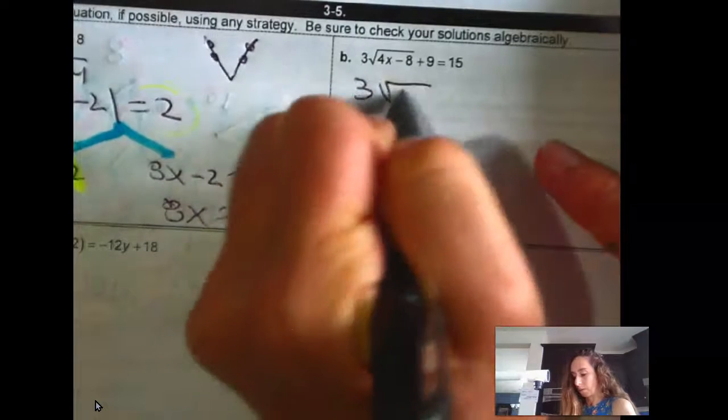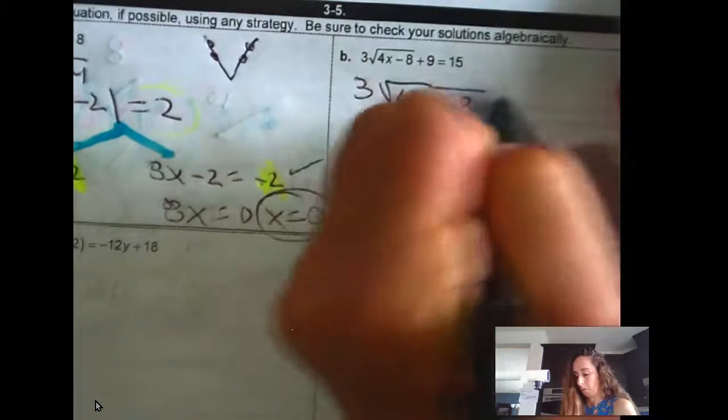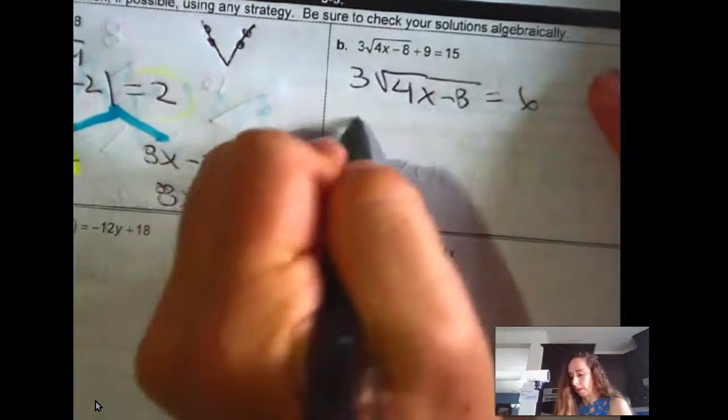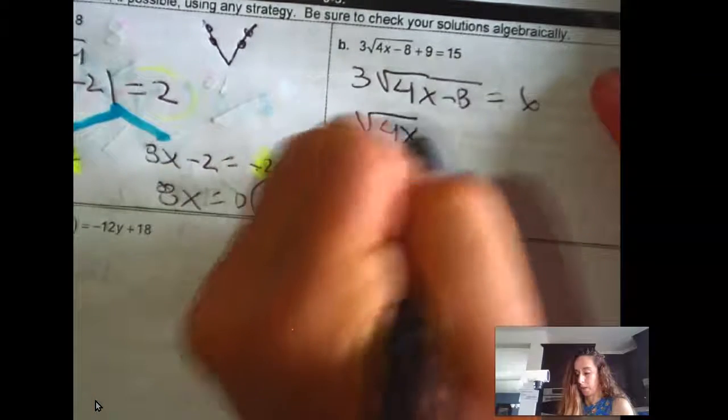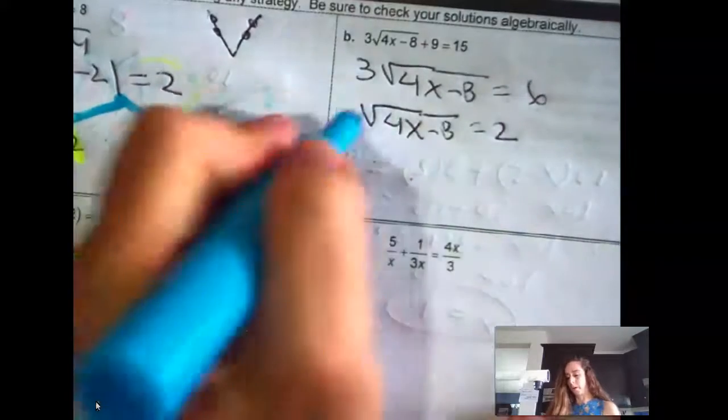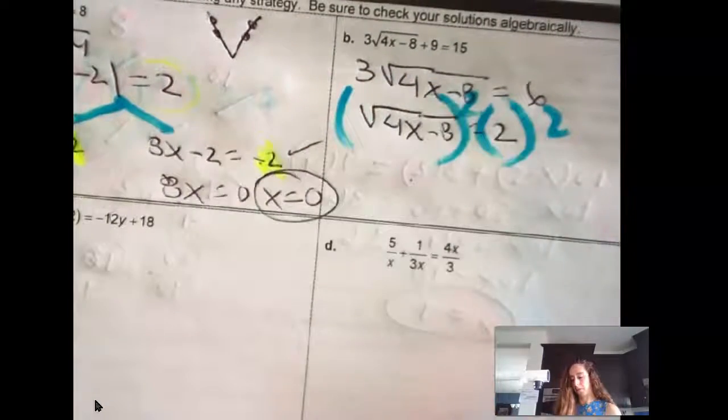Subtract 9. Can I square it now? No, you got to get rid of the 3. It's being multiplied. The opposite is divide. Now it's square rooted. Now I can square it.